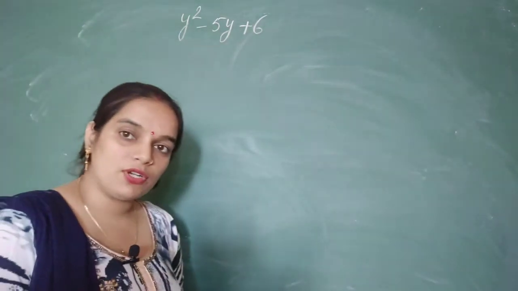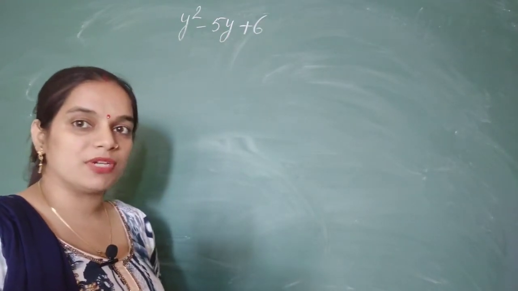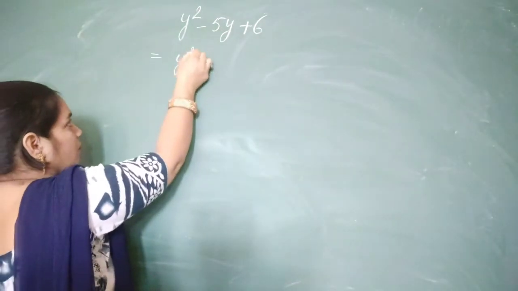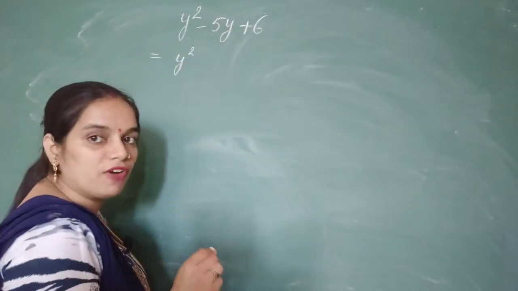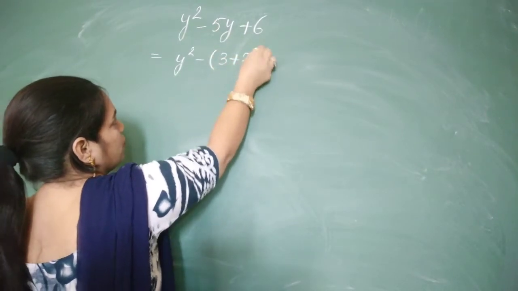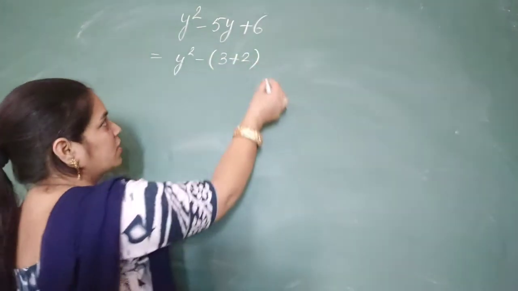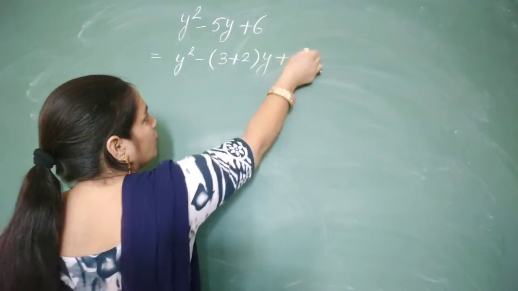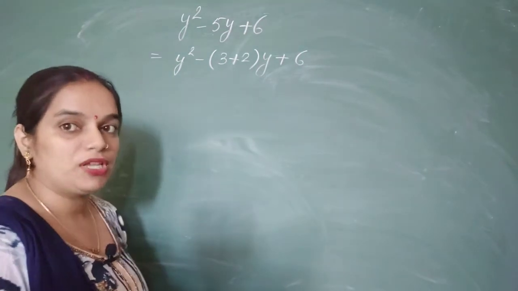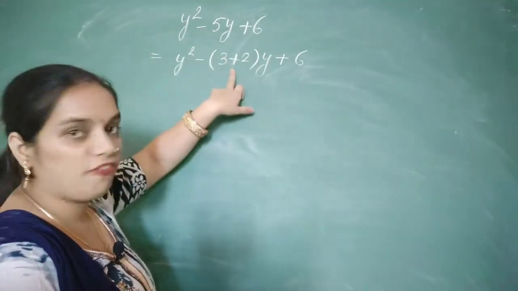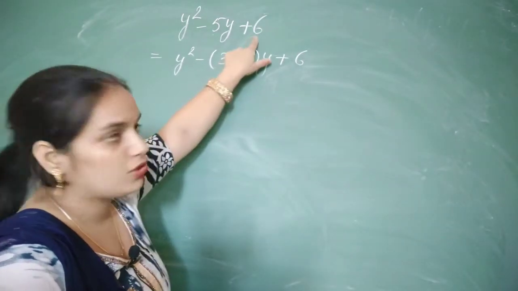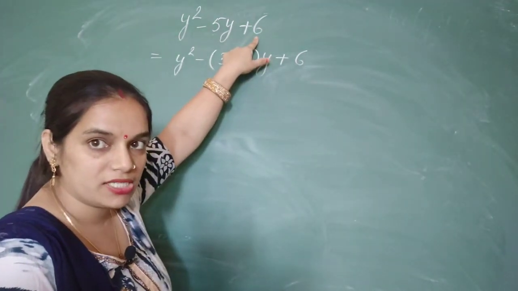Firstly, we will do our question by splitting its middle term. Now, we will break 5 as 3 plus 2. We can take it as 2 plus 3, there is no problem. At the place of 5, I am taking 3 plus 2. The breaking of 5 should be of that type that their multiplication should be the constant term, that is 6.